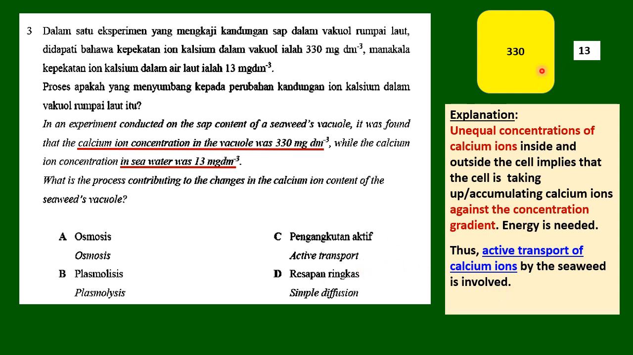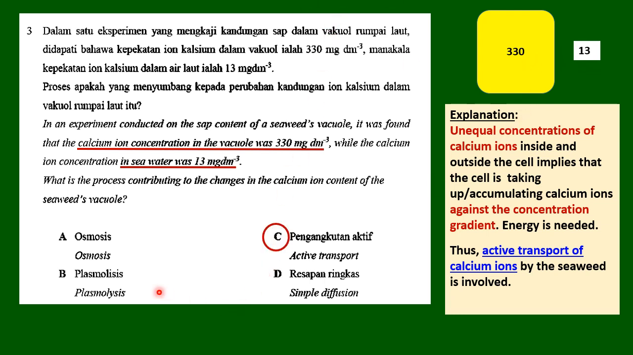So whenever you see this situation where the cell has a much higher concentration of the ion compared to outside, then you know that this is a process of accumulating the ion. It can also be vice versa, where the cell has a much lower concentration of an ion compared to the outside. But in this case, it is accumulating the ion, by taking it in against the concentration gradient.